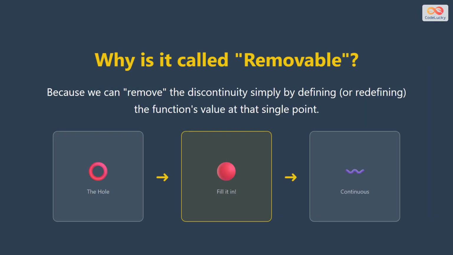Why do we call it removable? It's a very optimistic name. It implies we can fix it. Because the limit exists, we know exactly where the point should be. We can effectively remove the discontinuity by filling in the hole with a single dot.